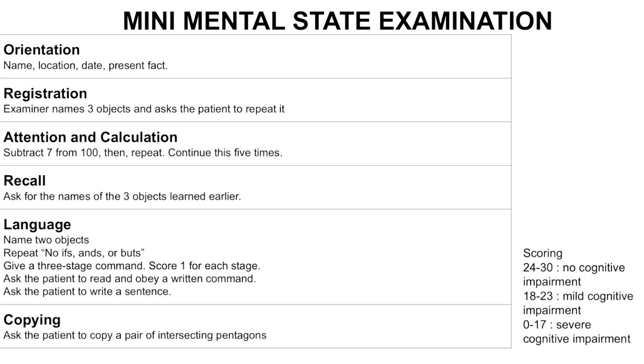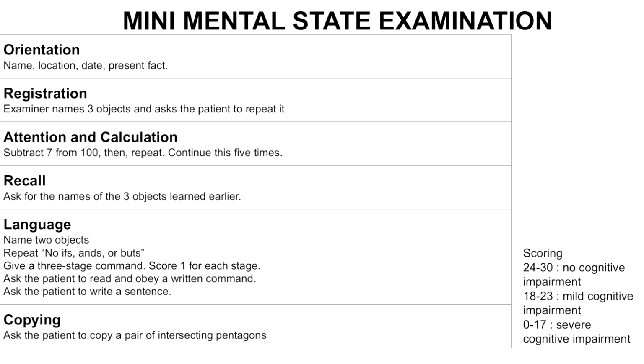The language component is checked by asking a patient to name 2 objects, repeat "no ifs, ands, or buts," giving a 3-stage command, asking to read and obey a written command, and finally asking the patient to write a sentence. Copying skill is checked by asking a patient to copy a pair of intersecting pentagons.